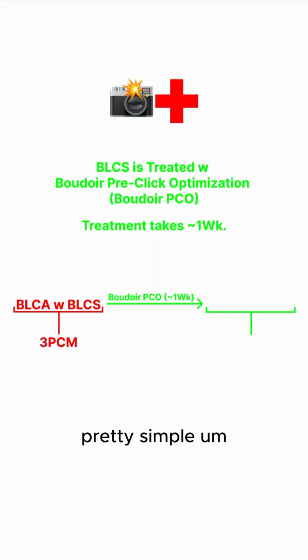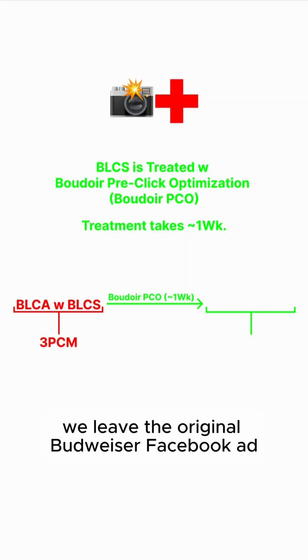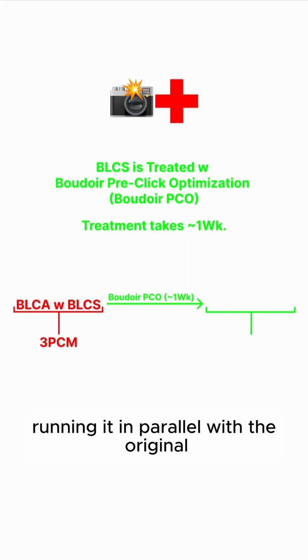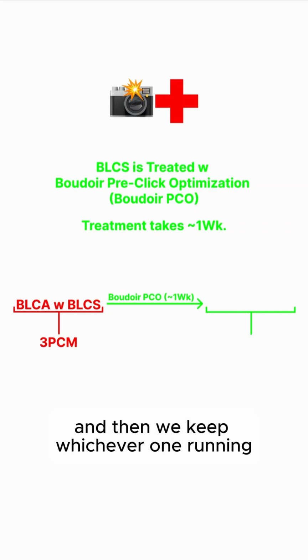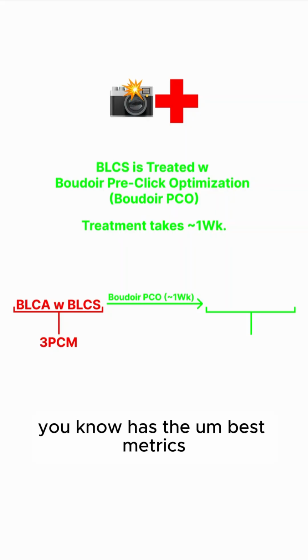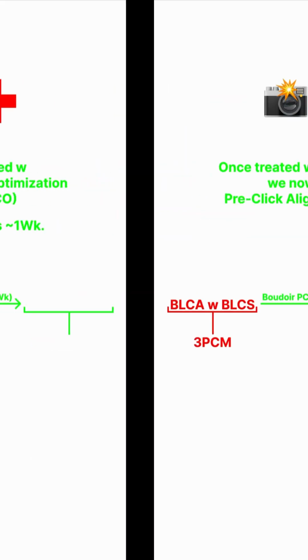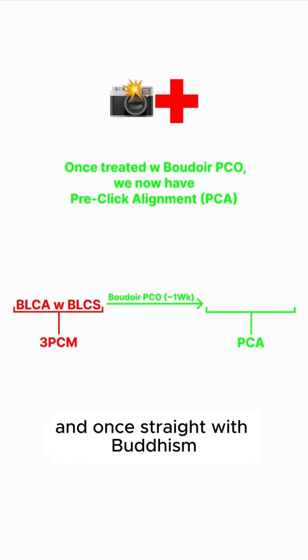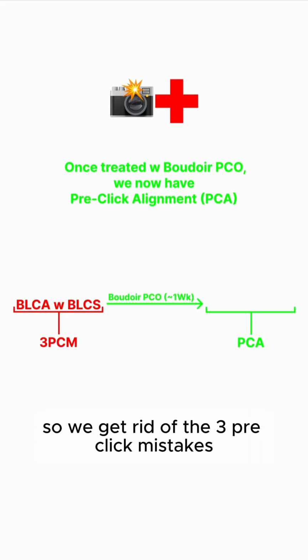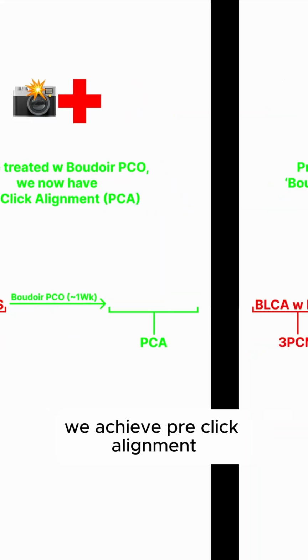Pretty simple. We leave the original Boudoir Facebook ad, we duplicate it, and we treat the duplicated ad, running it in parallel with the original, and then we keep whichever one has the best metrics. And once treated with Boudoir Pico, we now have pre-click alignment, PCA. So we get rid of the 3 pre-click mistakes, we achieve pre-click alignment.